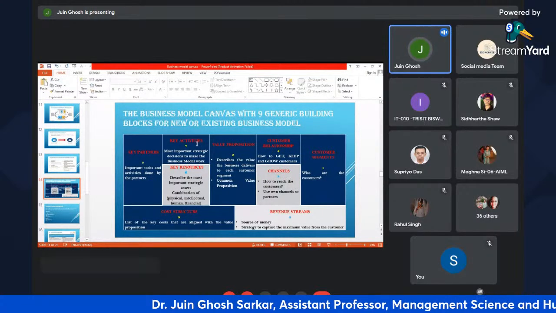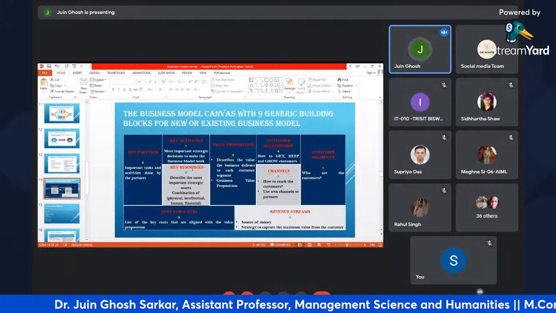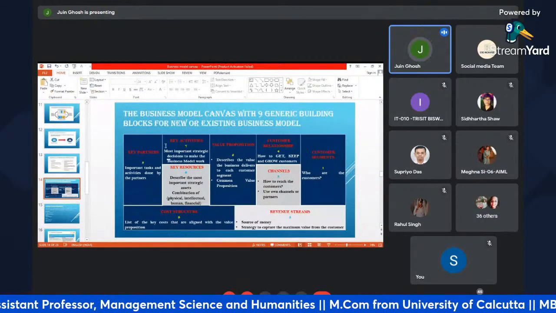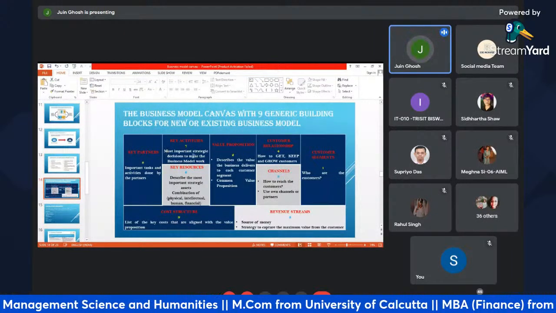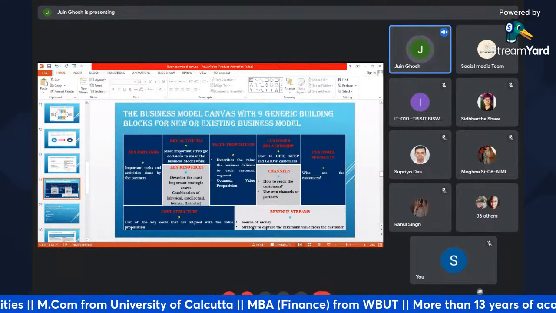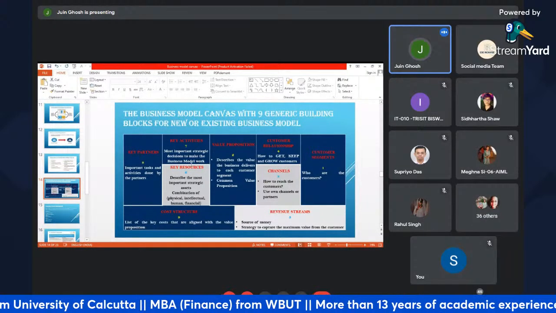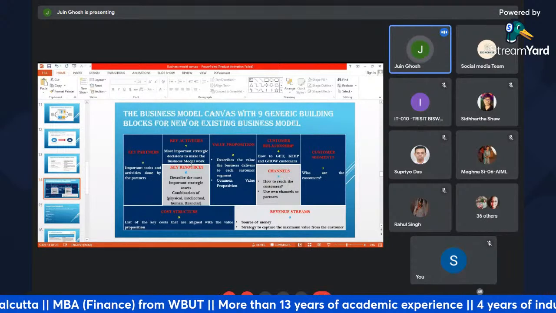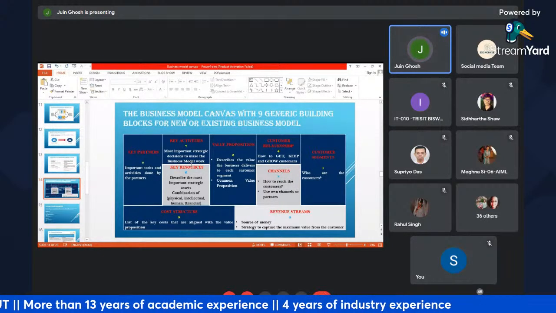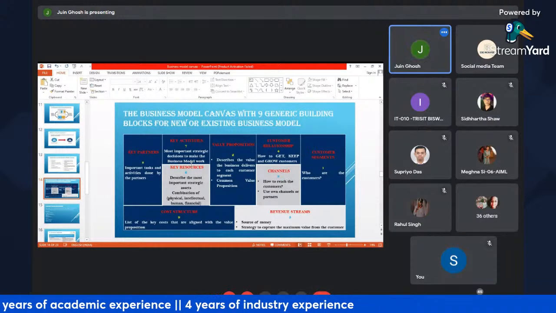Then comes the key activities. That is, whenever you have gathered the key resources, what are the activities that are performed? And the most important strategic decision to make the business model work, that should be the key activity for each and every managerial person who is involved in strategic decision making.